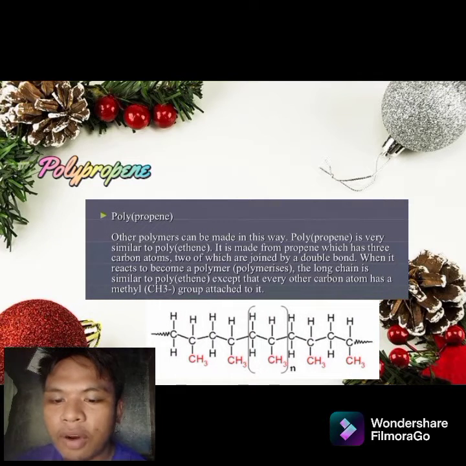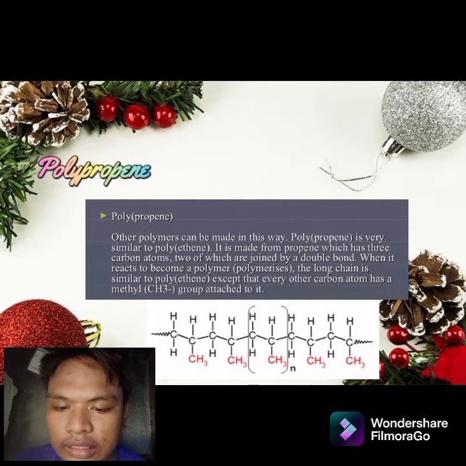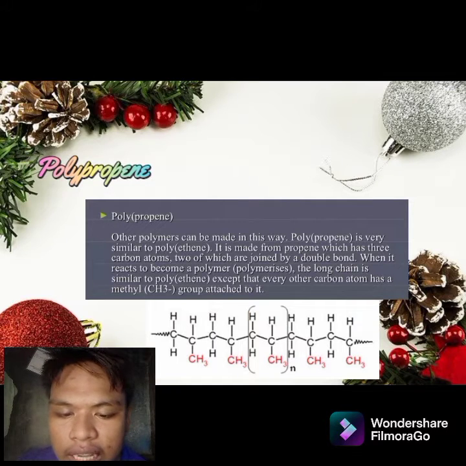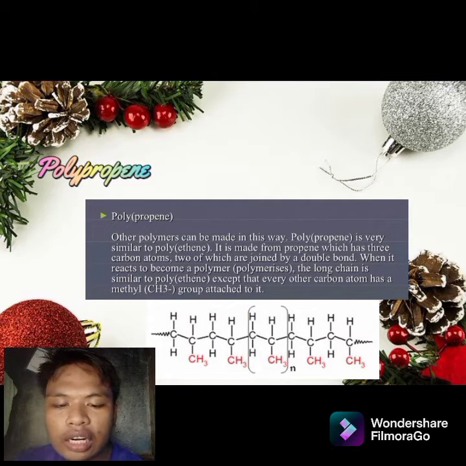The third type of polymers, polypropylene. Other polymers can be made in this way. Polypropylene is very similar to polyethylene. It is made from propene, which has three carbon atoms, two of which are joined by a double bond. When it reacts to become a polymer, the long chain is similar to polyethylene, except that every other carbon atom has a methyl group attached to it.